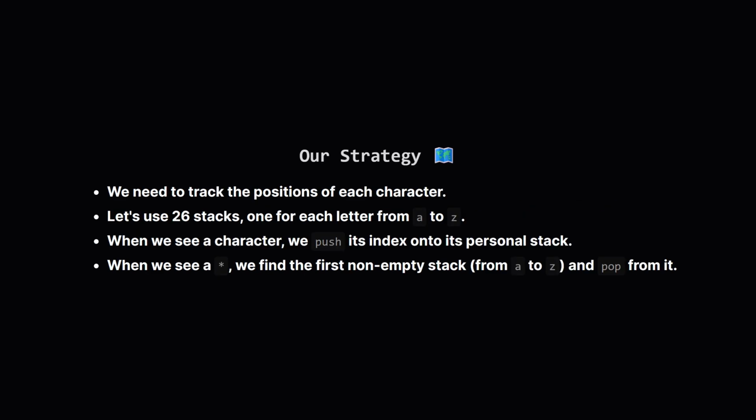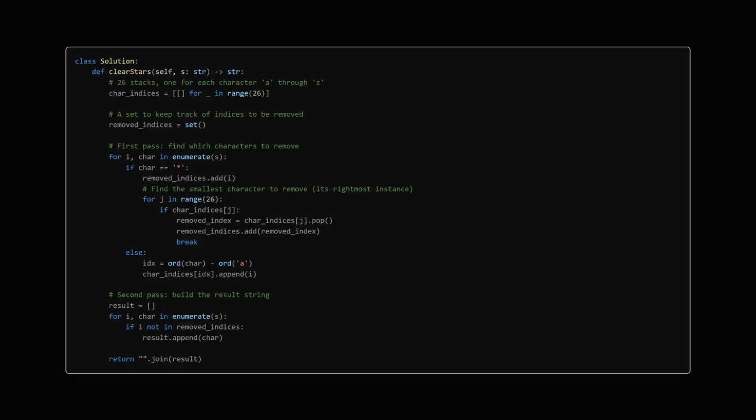So how can we build this? A really clean way is to use a dedicated bucket for each character type. Imagine 26 stacks lined up, one for A, one for B, and so on. As we read the string from left to right, if we see a letter, we just push its position, or index, onto the correct stack. See a C at index 5? Push 5 onto the C stack. Then the magic happens when we see a star. We just scan our stacks, starting from A. The first one that's not empty holds the smallest character type we need to remove. And because it's a stack, the index on top is the one we added last, the rightmost one. We just pop it off. Simple as that.